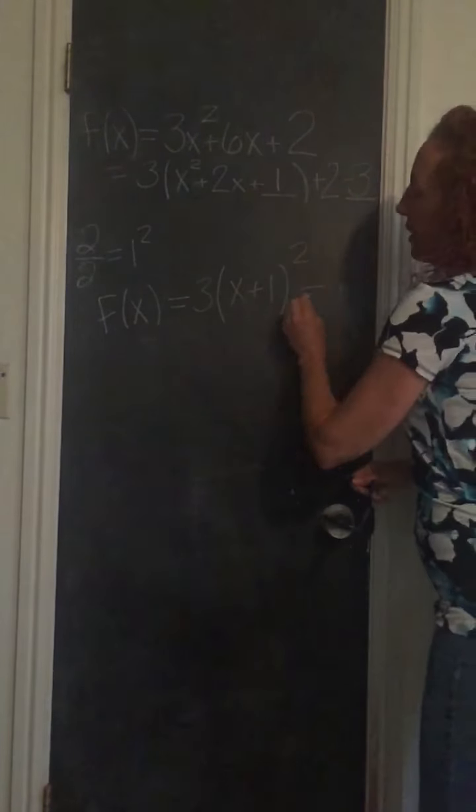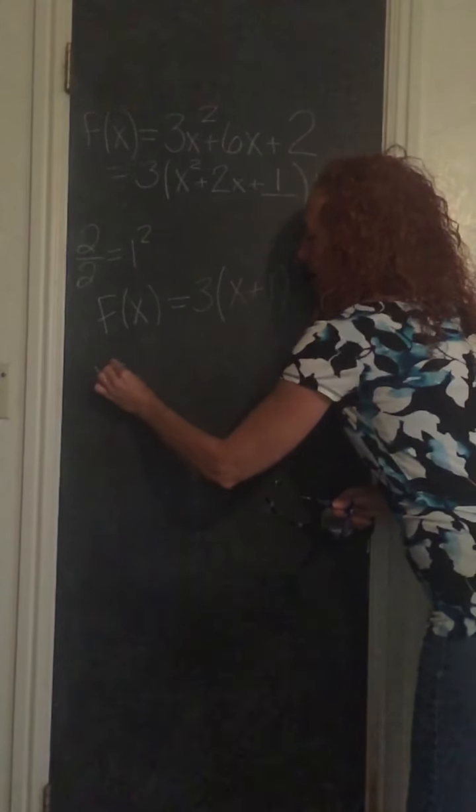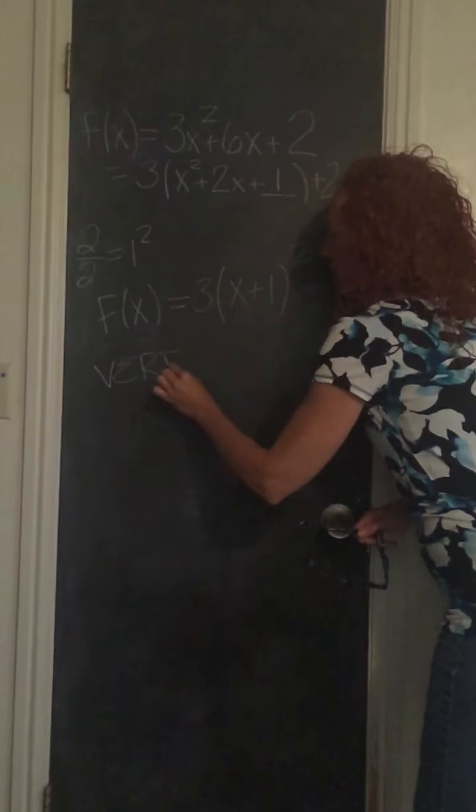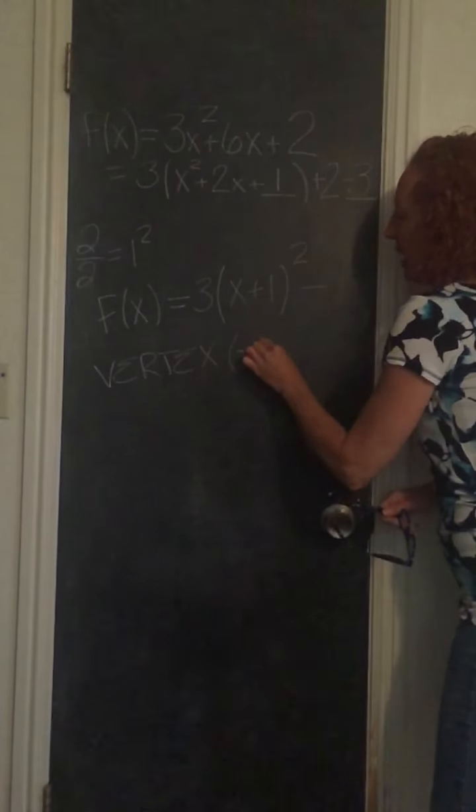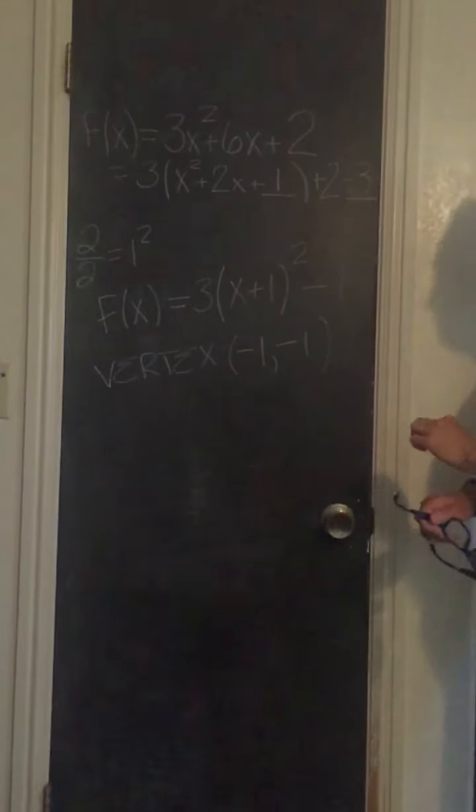All right, so what would the vertex here be? The vertex here would be negative 1, comma, negative 1.